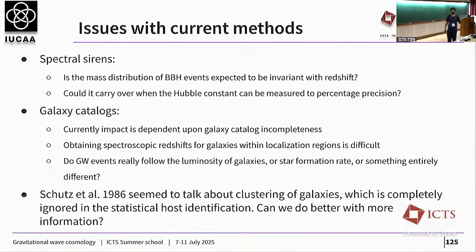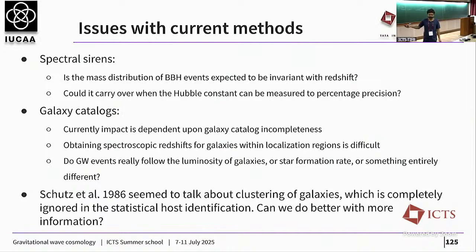Okay? And so this is just the things that you have to deal with. You cannot escape them. Then there is a question, do GW events really follow the luminosities of galaxies? This is not known, right? Is it really true that they are expected to follow the luminosities?